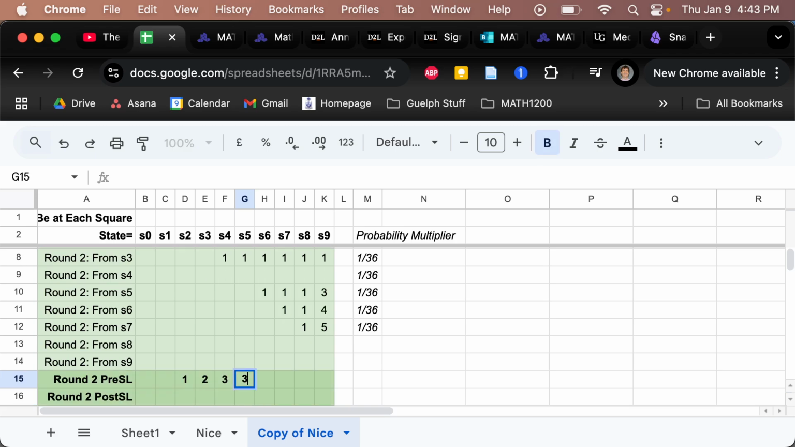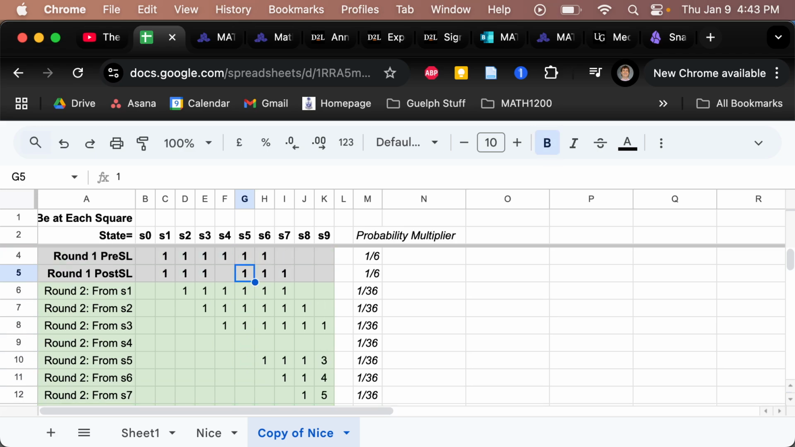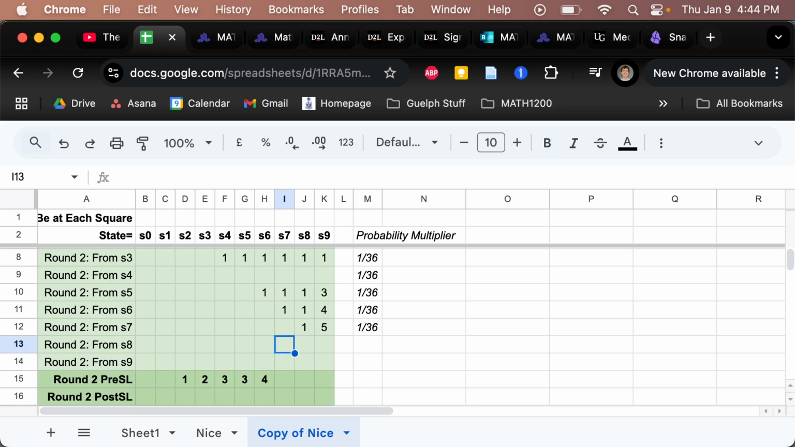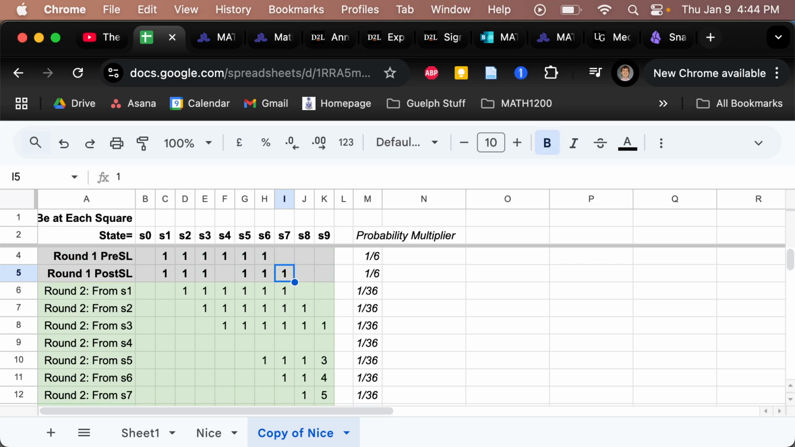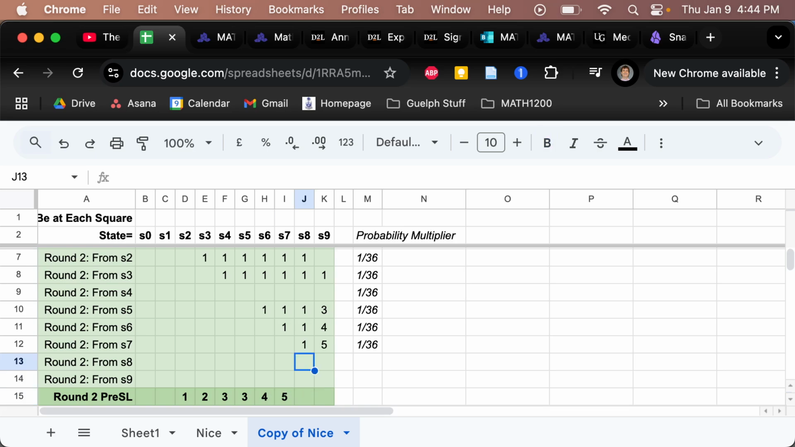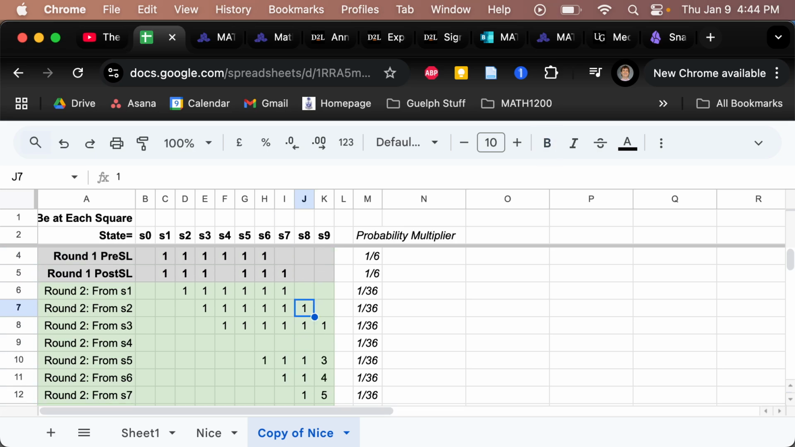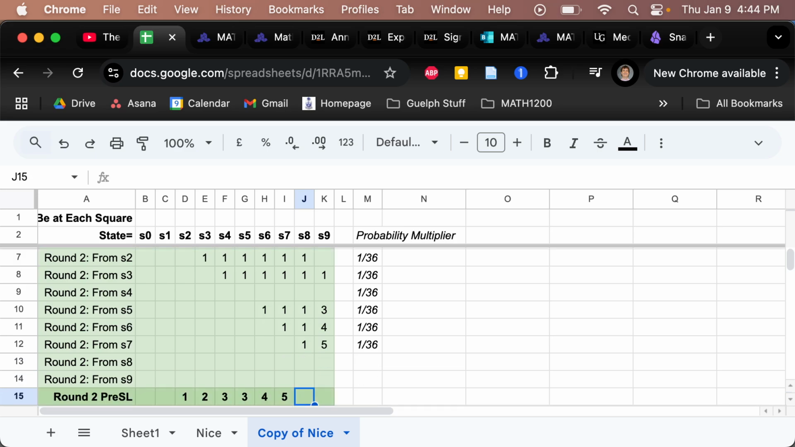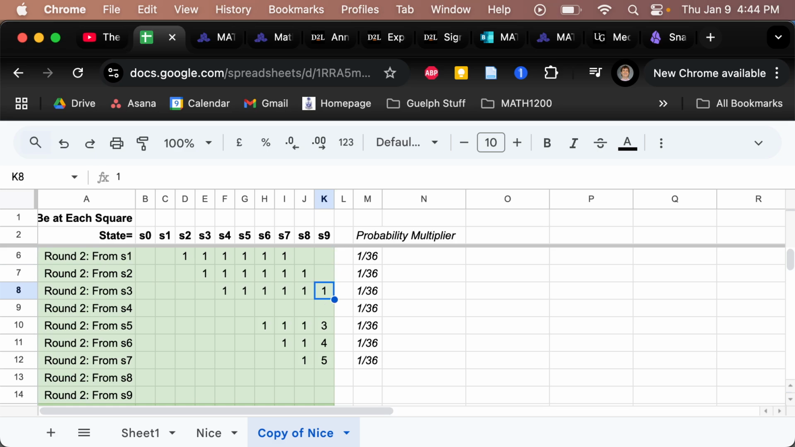So it's 1, 2, 3 from this sum. 1 plus 1 plus 1 plus 1 is 4. And then 1 plus 1 plus 1 plus 1 plus 1 is 5. And then over here, we got 1 plus 1 plus 1 plus 1 plus 1 is 5 again. And over here is a big number. There are a lot of ways to be at square 9. 1 plus 3 plus 4 plus 5 is 13.